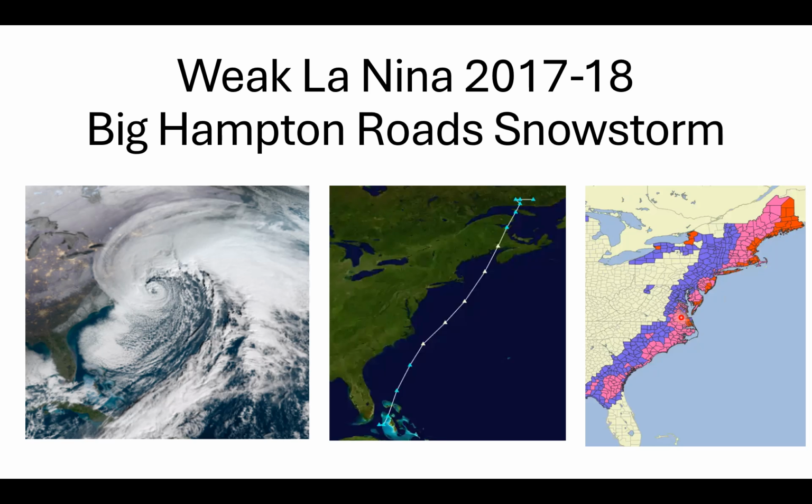Now, the lighter pink is the winter storm warnings. The purple is the winter storm watches. So you can clearly see how much of a major coastal storm this actually was.